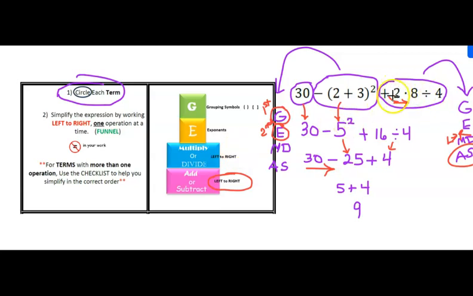Same with this one right here. Multiplication is listed first in our order, but it's not always first. It happens to be first here, 2 times 8, then divide by 4. But if we reverse these symbols, we would have to divide before we multiply. Left to right for these blocks right here.